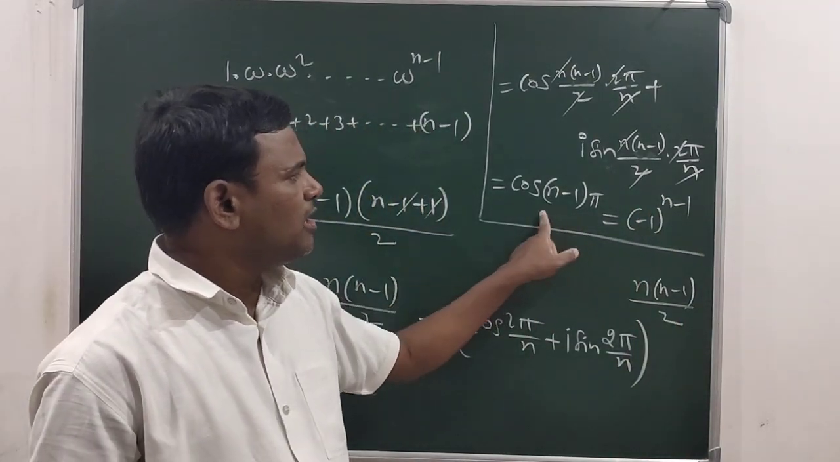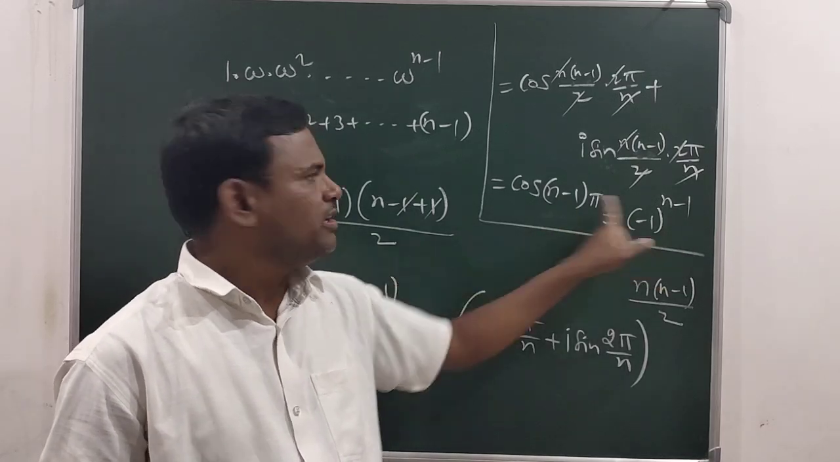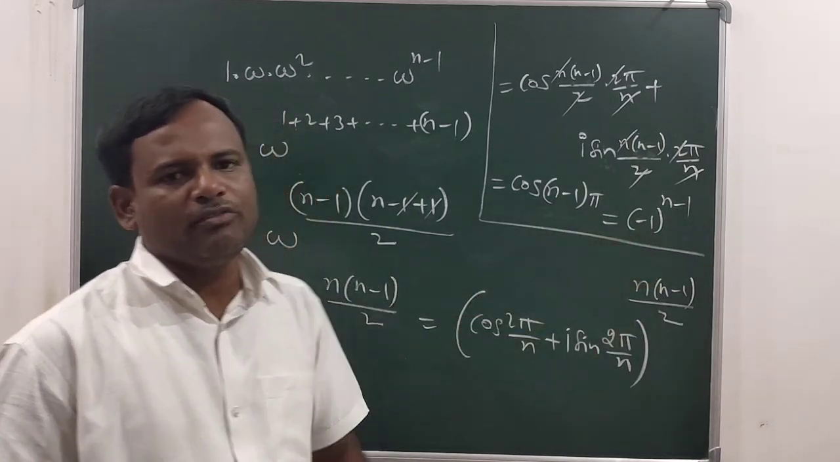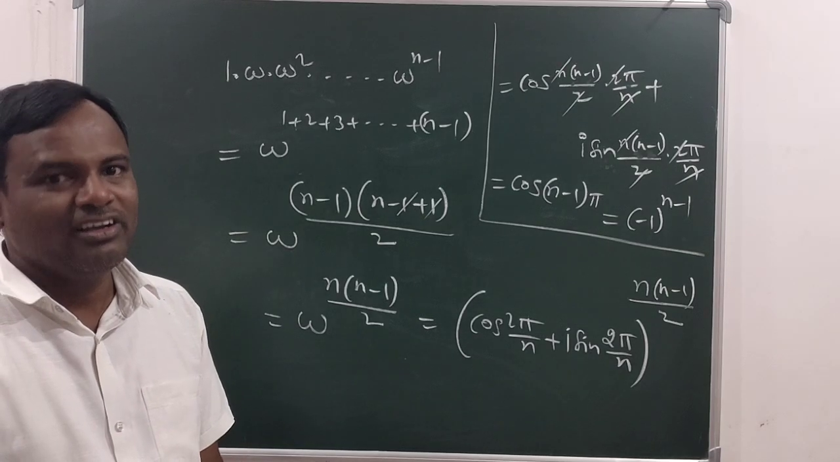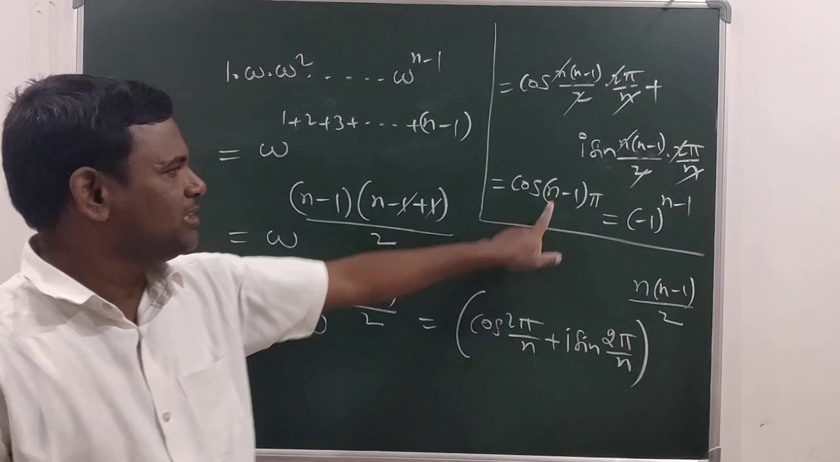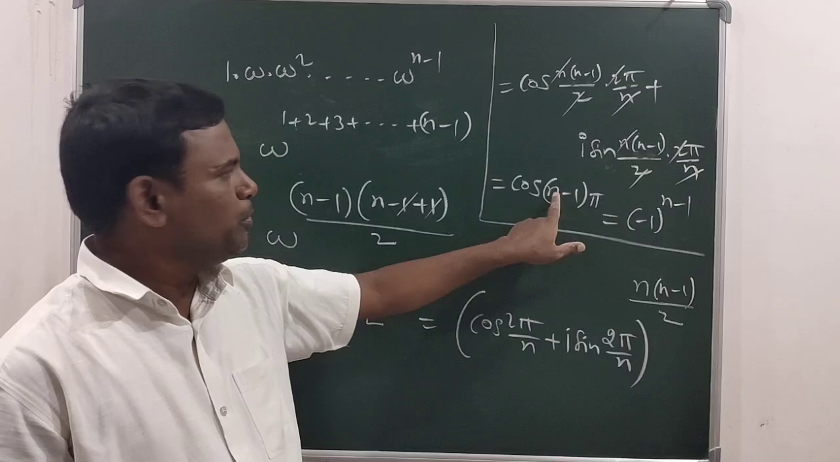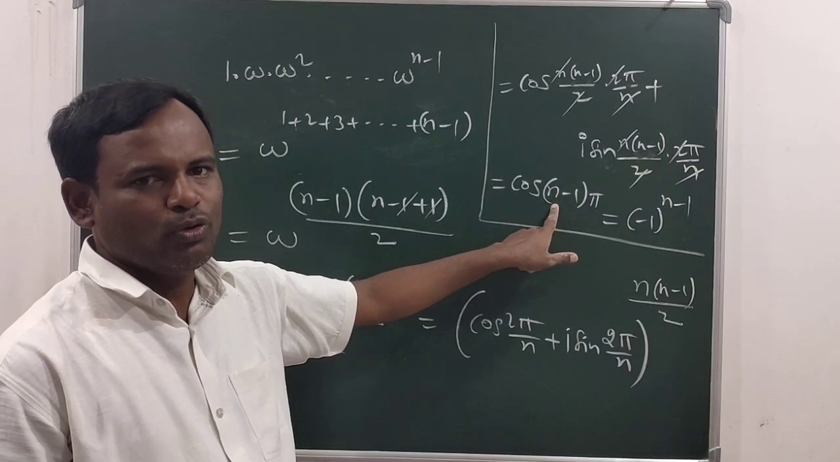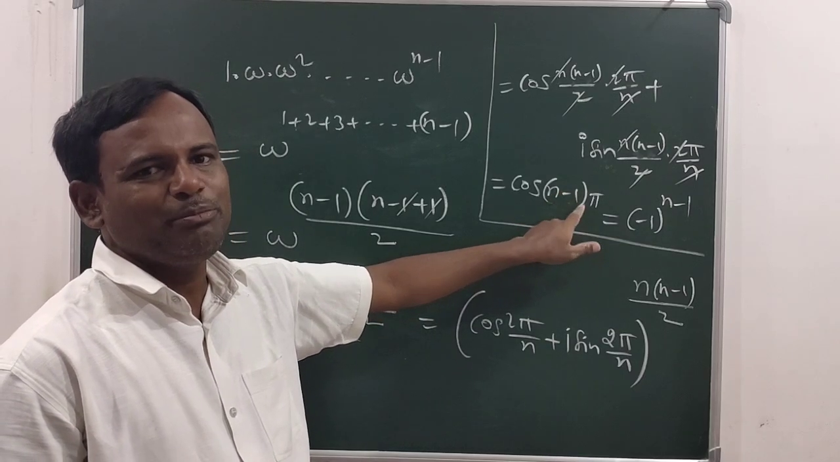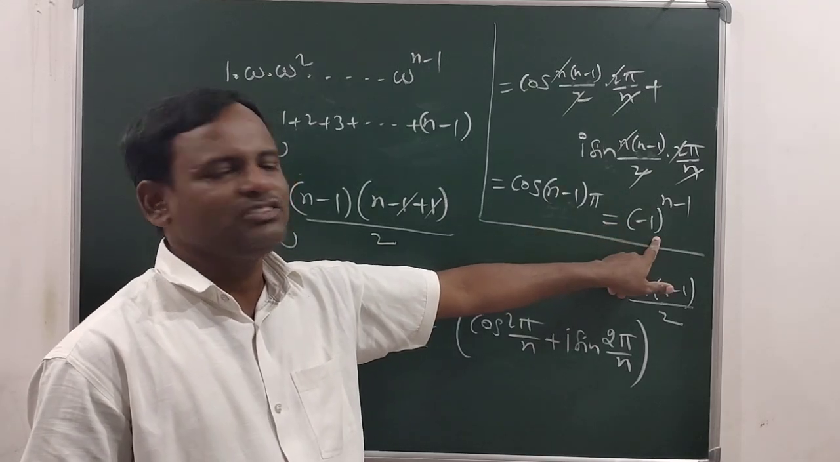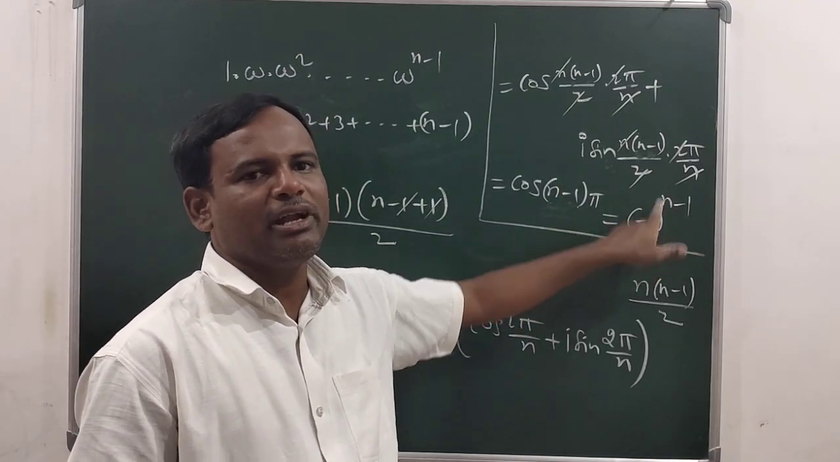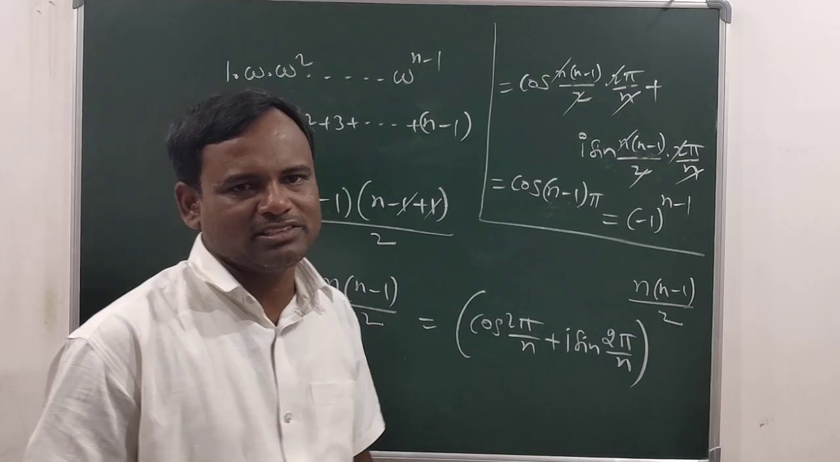If n minus 1 is odd, this will be minus 1. If it is even, this result would be 1. Cos 180 is minus 1, cos 360 is 1, like that. If you put n equal to, suppose, 4, then 4 minus 1 is 3, 3 pi. If it is odd, then this will be minus 1. Here 4 minus 1 is 3, an odd number, which becomes minus.